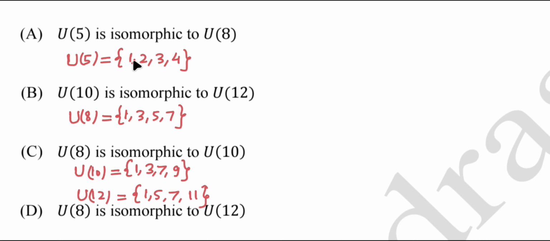In U5, order of 1, the identity element, obviously is 1. Order of 2: 2 times 2 is 4, 4 times 2 is 8. When you divide 8 by 5, you get 3. So you have to multiply further. 8 times 2 is 16, and when you divide 16 by 5, then you get 1. Okay, so order of 2 is 4.